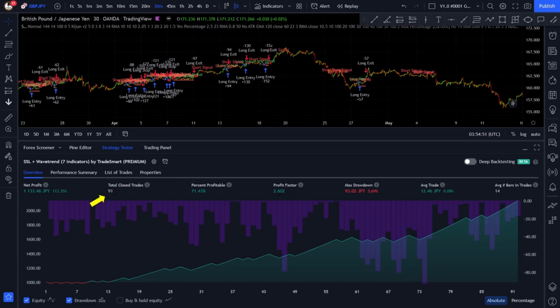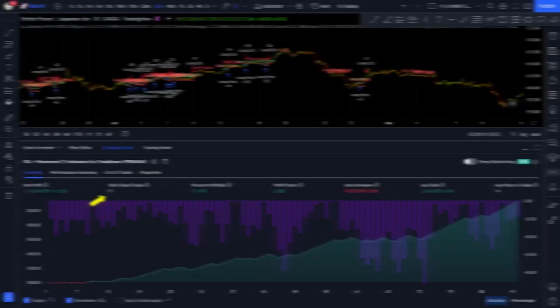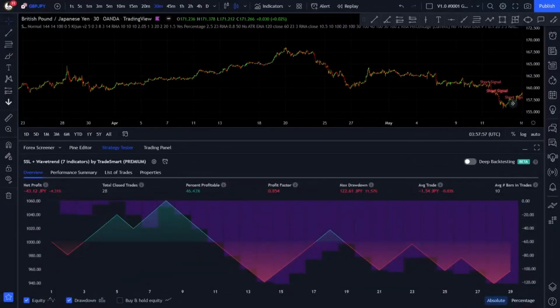So now let's see how this strategy performed on unseen live market data after its optimization date. The results on live market data are terrible. It is nowhere near the 70% win rate and 2.6 profit factor. So we can easily state that this strategy has been over-optimized and does not have any predictive power.